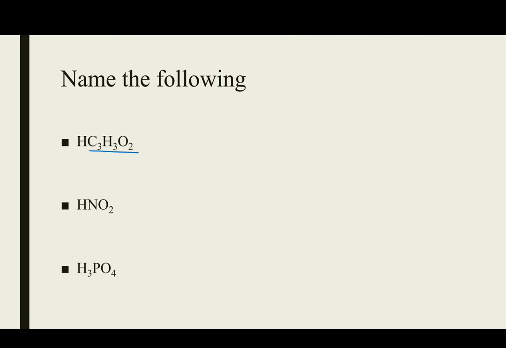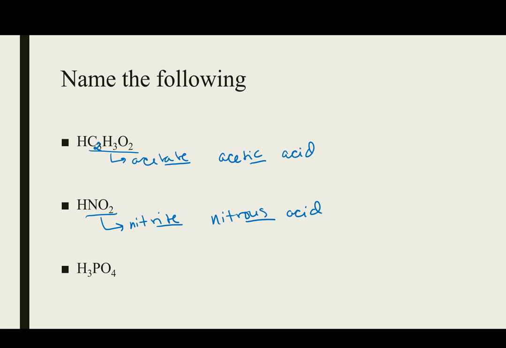So when we are naming these, this is C2H3O2, acetate. So that's acetate, so it becomes acetic acid. Ate is ic. NO2 is nitrite. Ite is ous. So this is nitrous acid. Notice with these oxyacids, you are not starting with hydro. You only start with hydro if there's no oxygen in the formula.